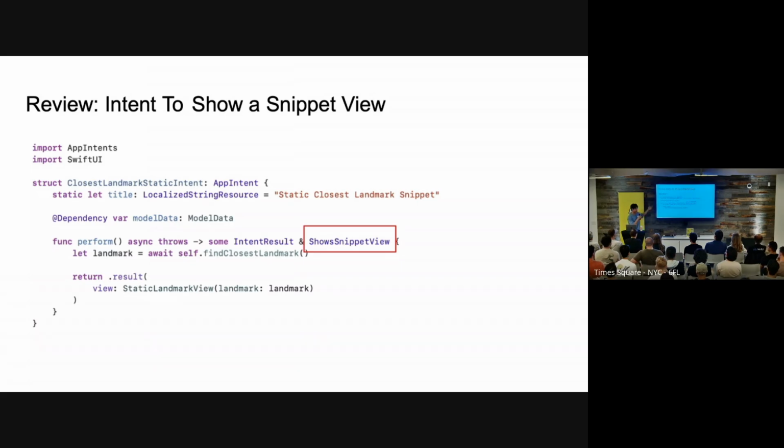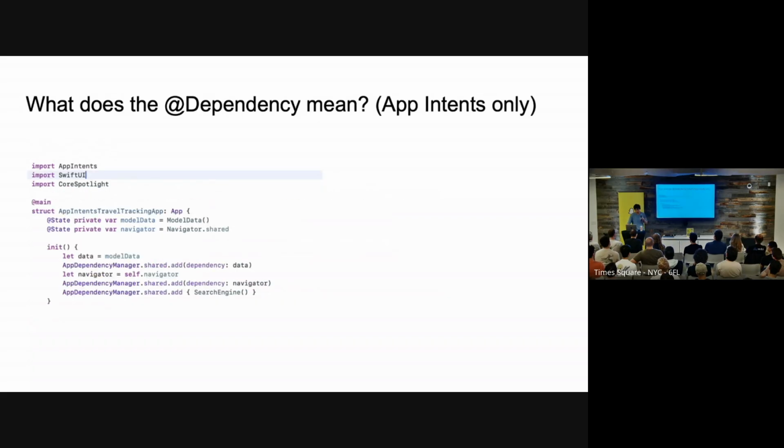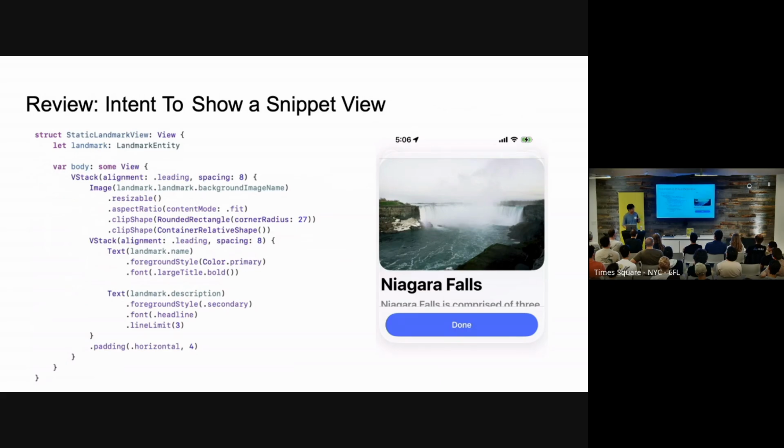So here's the example that Apple shows, where let's say I created an app intent to find the closest landmark to the user. So let's say there's some method called find closest landmark, and it's going to return a result, and that is a view. That is a landmark view. And to visually show you what it looks like, it would be something like this.